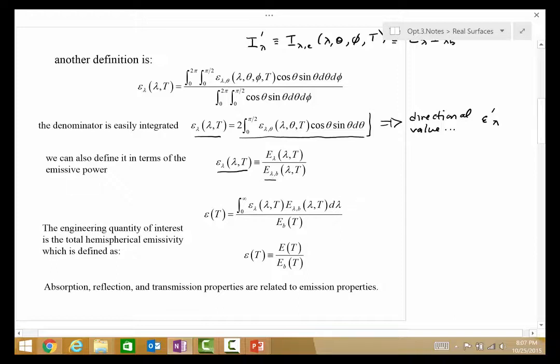In this case, we're using the same idea where we can relate E lambda to epsilon lambda prime times E lambda B prime over the hemisphere. So the same idea that we used before is that we can always relate to a lower emissivity. We can always relate to an emissivity that corresponds to the unintegrated value, whatever the integrated value that we're interested in is. The engineering quantity that we sometimes use is just the total hemispherical emissivity.